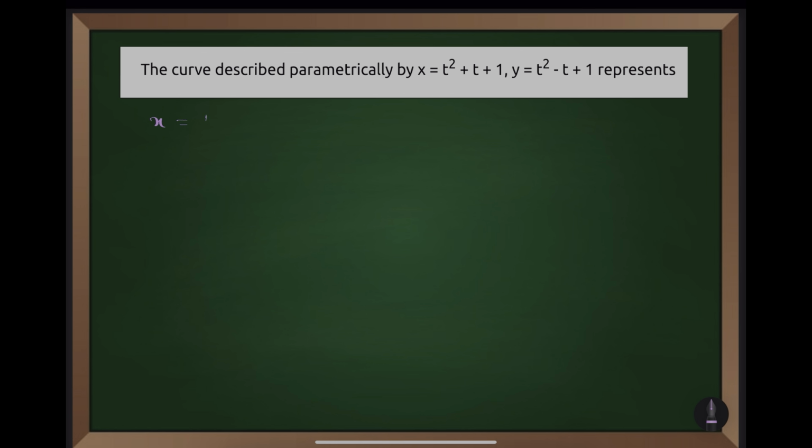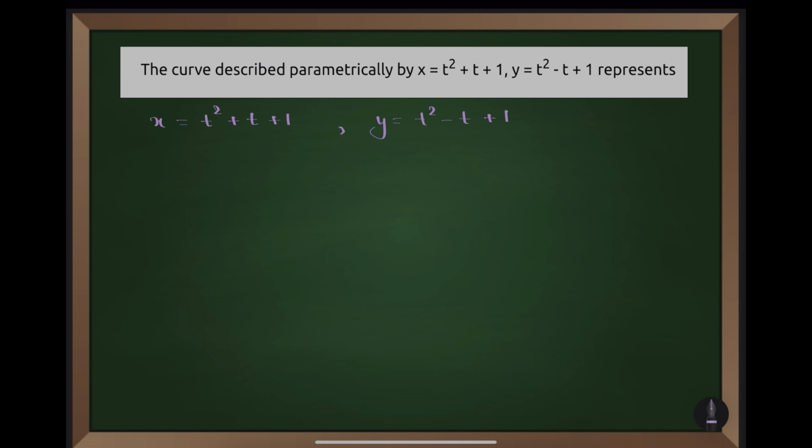So x is equal to t square plus t plus 1, y is equal to t square minus t plus 1. Now look at this. In previous illustrations we used to get what in terms of t. So if it is t square, in the other equation we get t, so we can directly take the value of t and substitute there. So how will we approach this question?